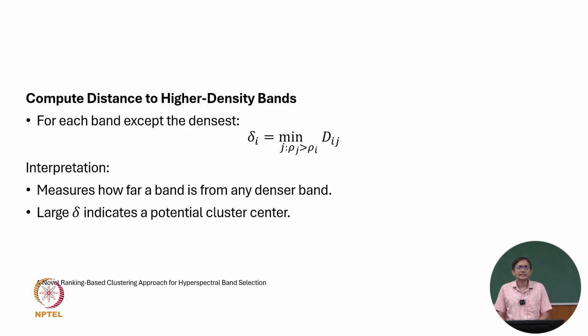So thus this indicates how far a band is from any denser band, and a large value of this will indicate that this particular band that we are talking about is actually quite far from any of the denser bands, which in turn implies a potential cluster center.